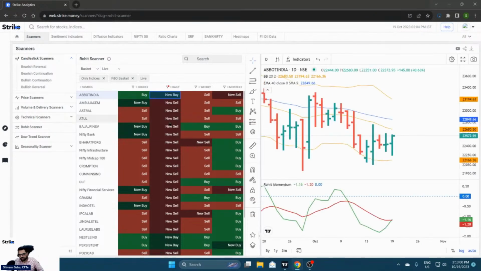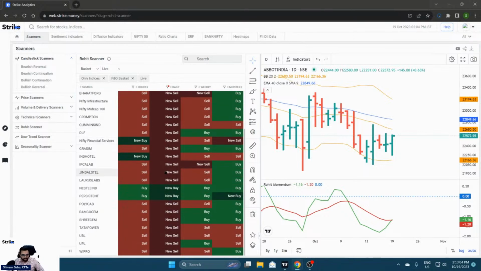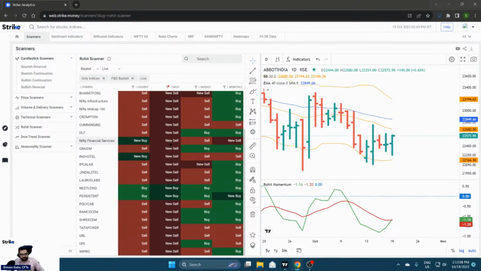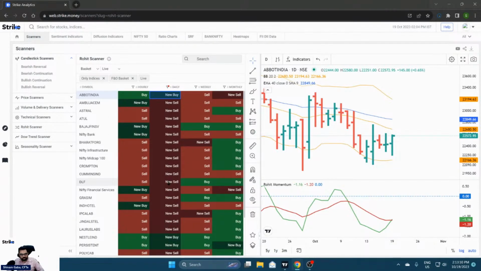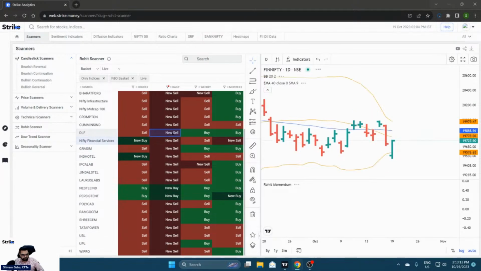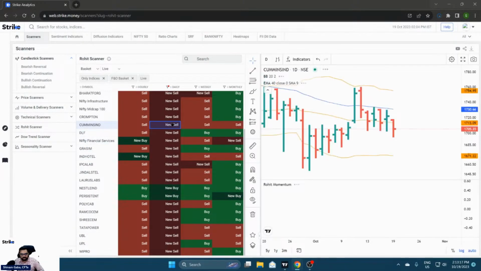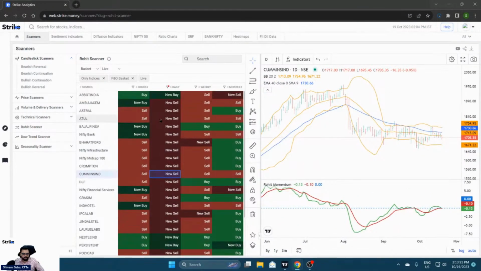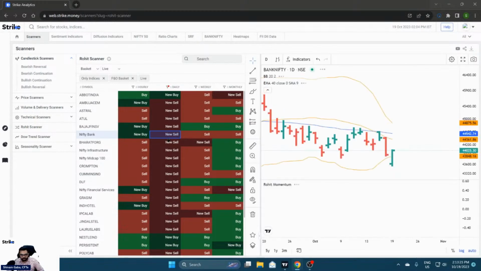So as it is seen from the diffusion, also there are a lot of new sell signals versus new buy signals. So only three new buy signals in the FNO segment, and rest all are new bearish crossovers. So one needs to see whether or not these are good setups, if you are already invested into some setup or you are looking for short setups.